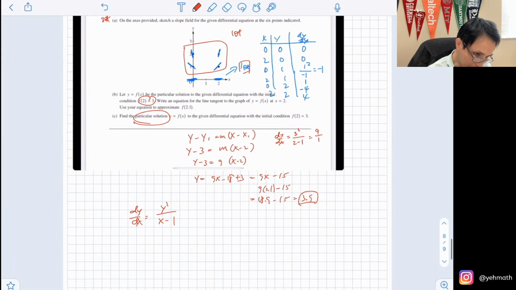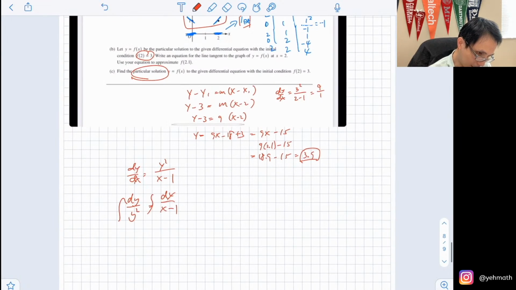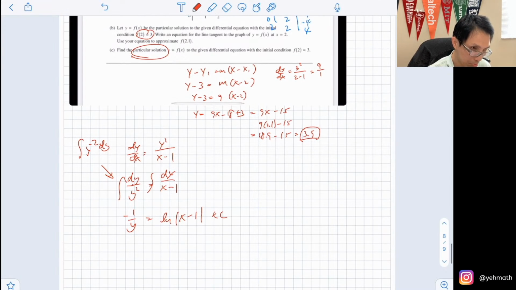So this should become an autopilot situation. If I multiply dx on both sides, it'll be dx over x minus 1. Integrate both sides, it's going to be negative 1 over y, I think. Yes, because that's the integration of y to the negative 2 dy. So that's going to be natural log of x minus 1 plus c. Questions?